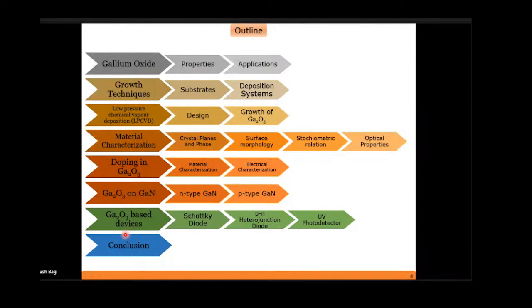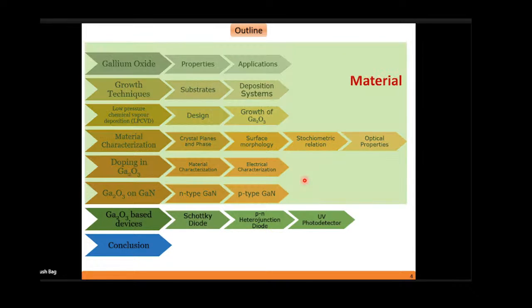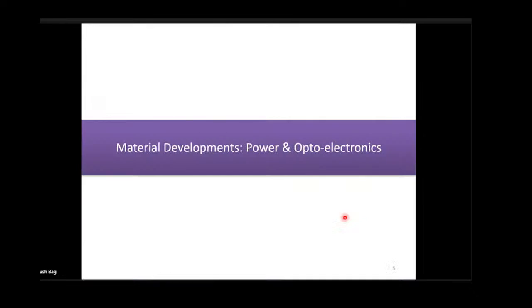So this is the broad outline of today's talk. Initially I'll discuss the material development of gallium oxide and why this is important for coming power electronics or optoelectronics applications, as well as the few devices we could fabricate from these materials. So the first part is on material development, and the next part we'll try to cover device development. These devices are for both power electronics as well as optoelectronics.